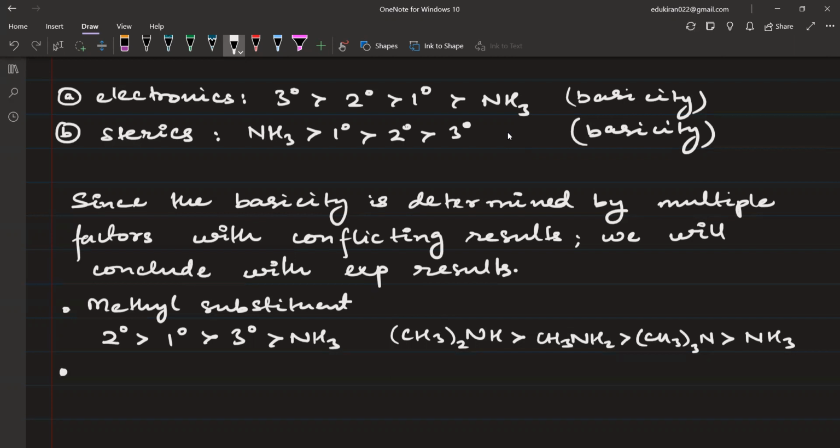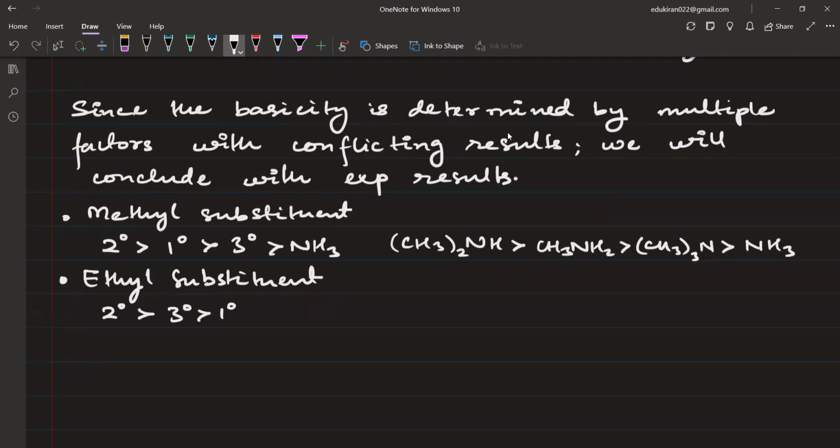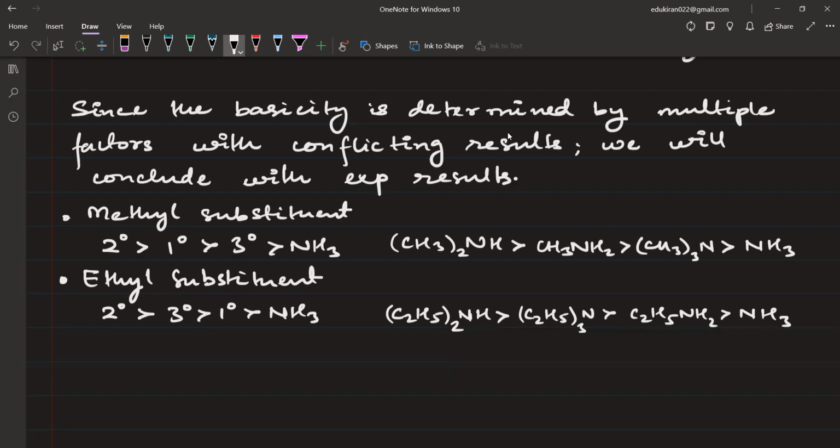Okay, and then you have the ethyl substituent. That means the nitrogen atom will have 2 carbon atoms in a chain, the ethyl group C2H5, CH2CH3. In this case, 2 degree still is the most basic, followed by 3 degree, and then followed by 1 degree, and then followed by ammonia. So here you will write (C2H5)2NH, followed by (C2H5)3N, followed by C2H5NH2, and then lastly we have ammonia NH3.